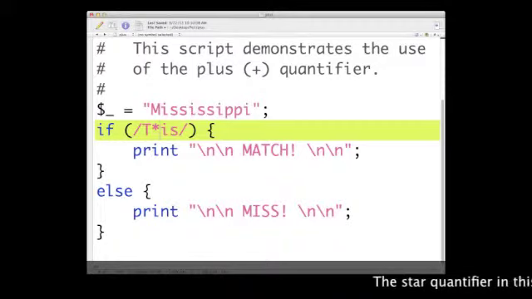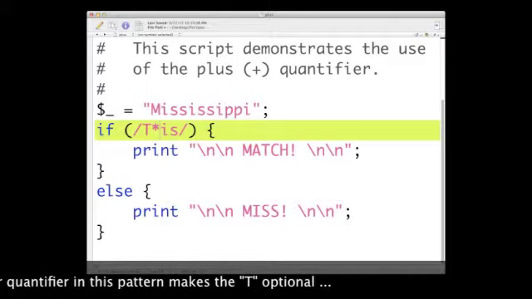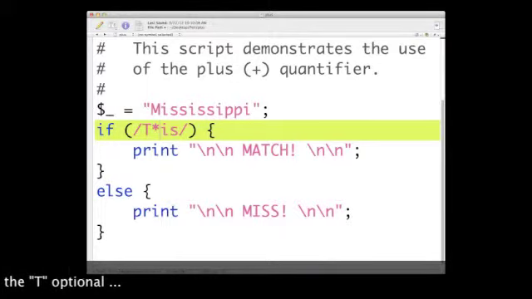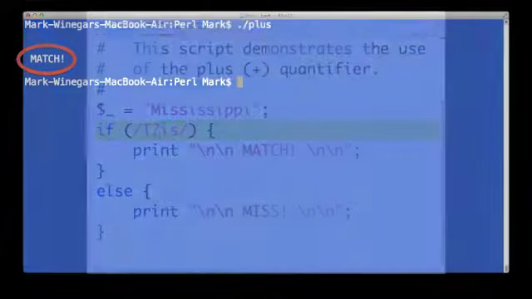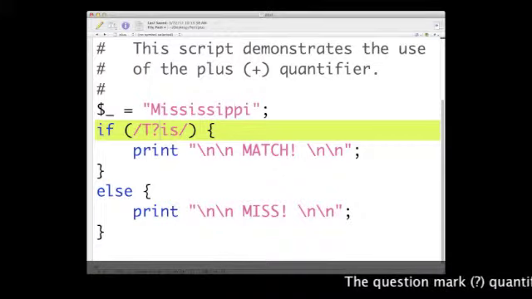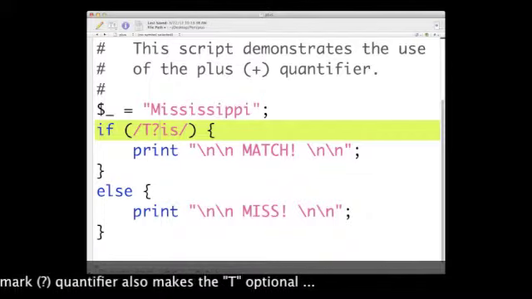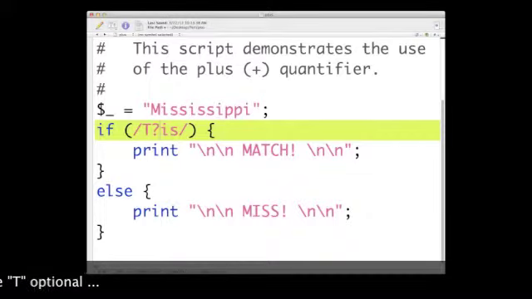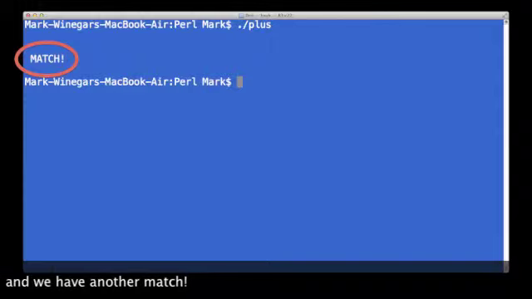Let's change our pattern to use the star quantifier rather than the plus quantifier. We have a match because the star quantifier made the T optional. Now let's replace the star with the question mark. We have a match because the T was rendered optional by the question mark quantifier.